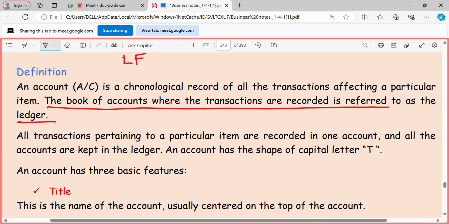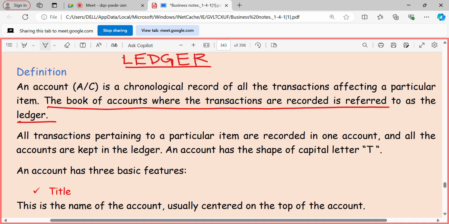The topic is about ledgers. There's something called a ledger, so that is how you read it. Ledger is a topic, okay? And this topic is all about accounting, okay? So it is all about accounting.